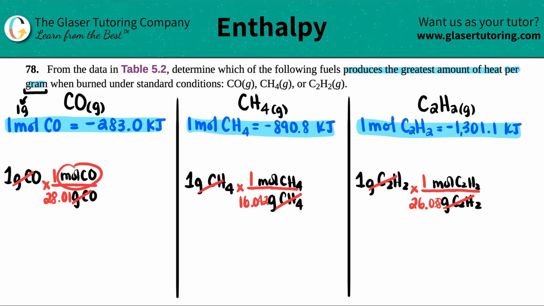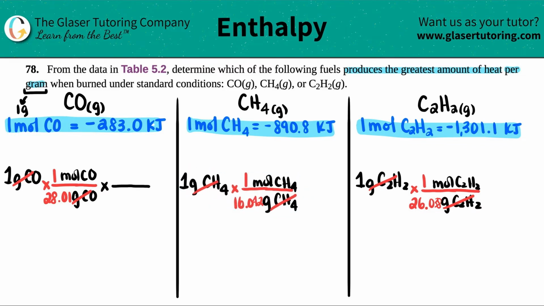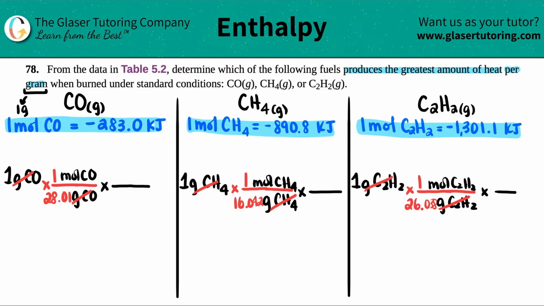I don't want mole of CO anymore. I want to put that on the denominator. So times by a ratio, right? One last ratio, guys. And maybe I can move this over a little bit, and move this one over a little bit. Okay, so times by a ratio, times by a ratio. There we go. Mole of CO goes on the bottom. Mole of CH4 goes on the bottom. Mole of C2H4 goes on the bottom. C2H2.